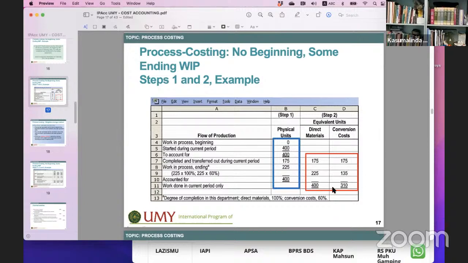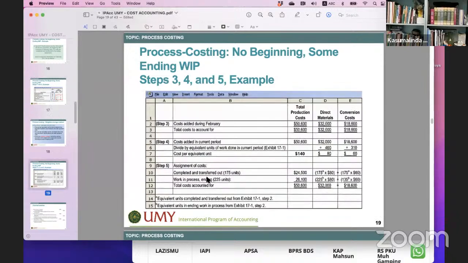Ini dalam unit. Okay, so bagaimana kita nak tahu berapakah cost for all these units? Itulah step 5 yang kita akan buat, where we assign cost to these units that we have identified. Okay, so the last step is to assign cost. Macam mana nak assign? We already have the cost per equivalent for direct material and conversion just now.